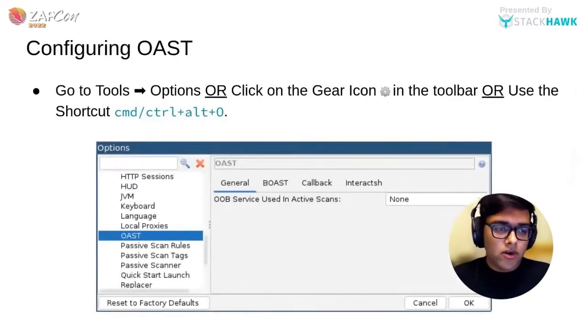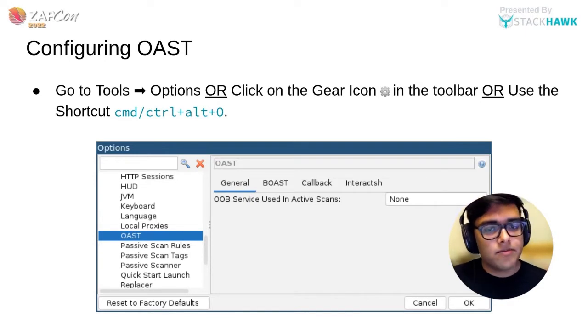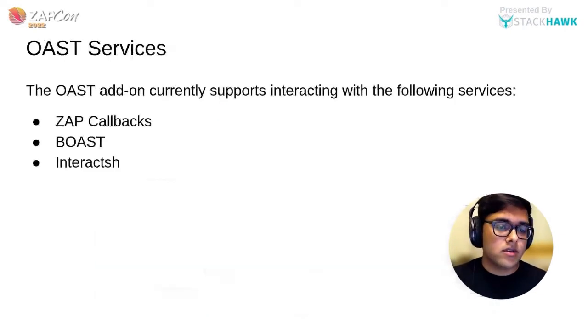Now let's look at how we can configure OAST. You can go to the options window. From tools options, you can click on the gear icon, or you can use the shortcut Control Alt O. That will bring up the options window for you. Now we're going to look at all the available options and what they mean and how we can configure the various OAST services.